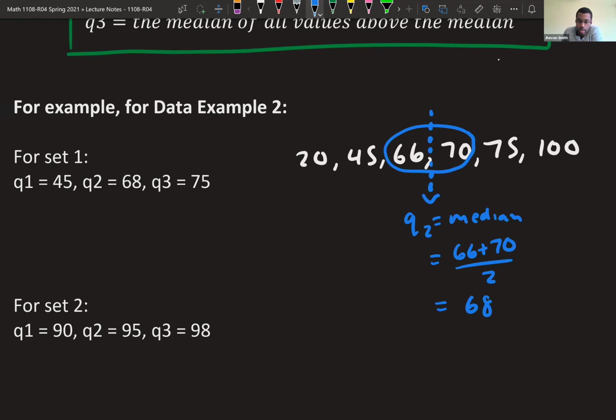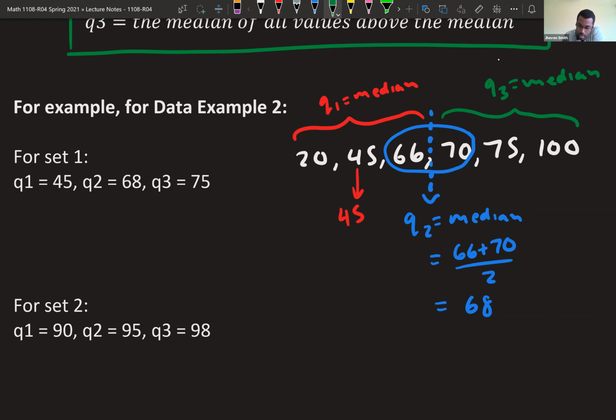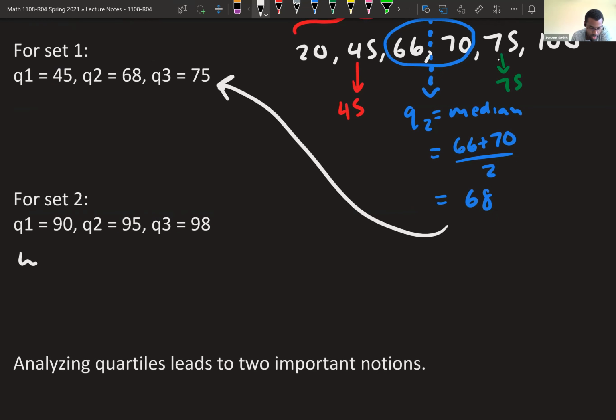So that's your Q2. Now, when you look at Q1 and Q3, Q1 is when you're looking over here. So Q1 is going to be the median of this. So that's just 45. Q3 is going to be the median of all data above the actual median. So Q3 equals the median of these guys. So that's your 75. And we can find these similarly.